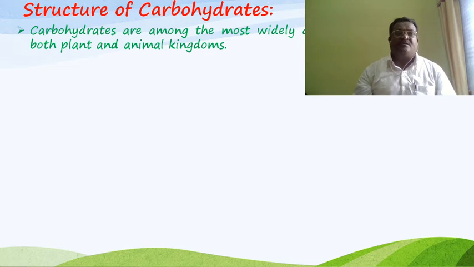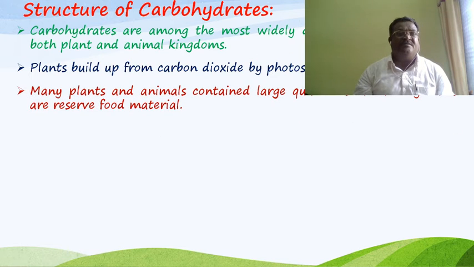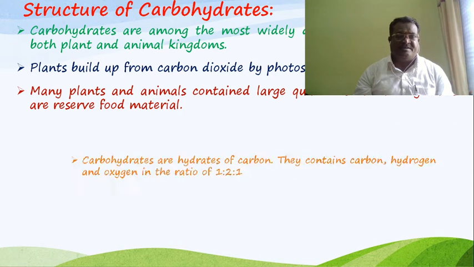Carbohydrates are among the most widely distributed compounds in both the plant and animal kingdoms. Means it is the source of carbohydrate from the plants and the animal kingdom. Plants build up carbon dioxide by photosynthesis, and during photosynthesis carbohydrates are formed. Then many plants and animals contain large quantities of carbohydrate as reserve food material.